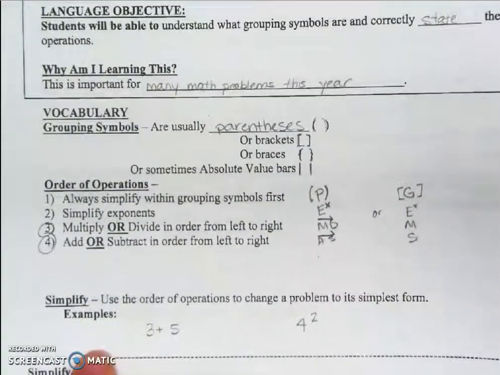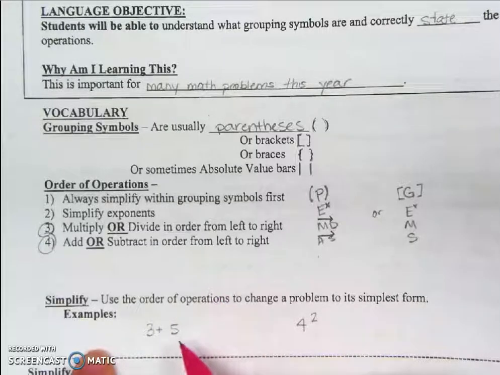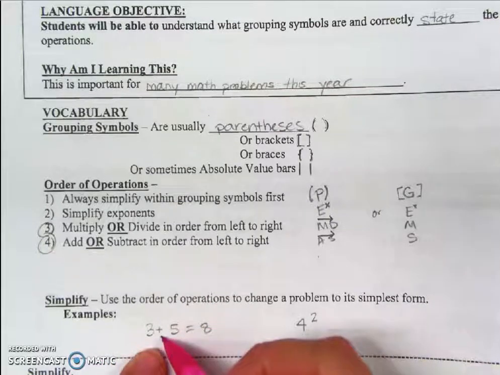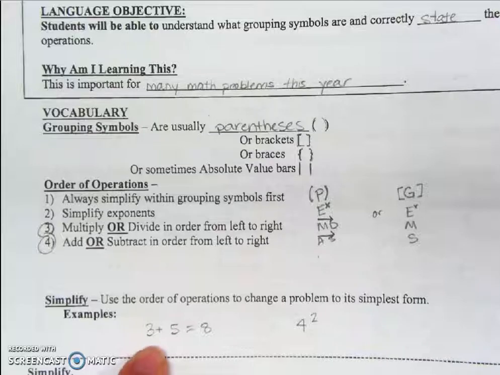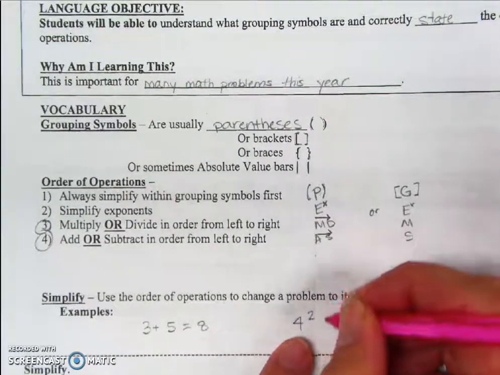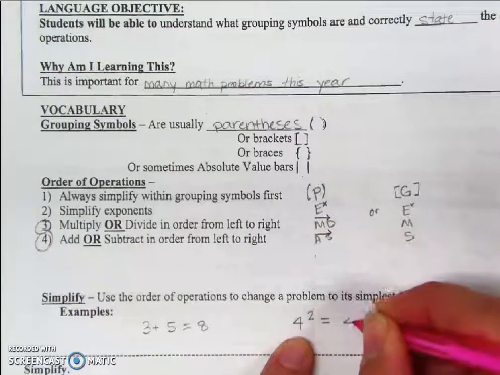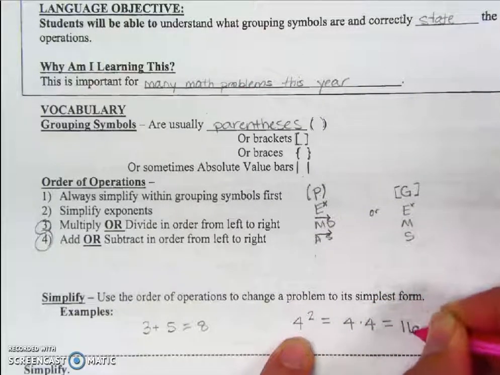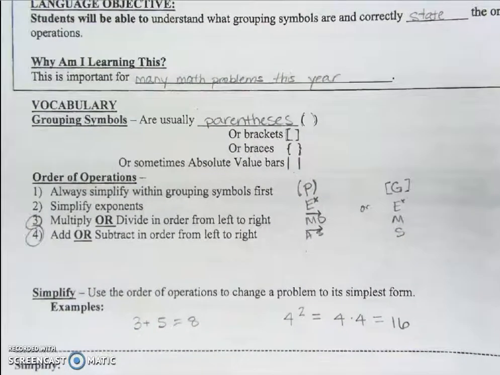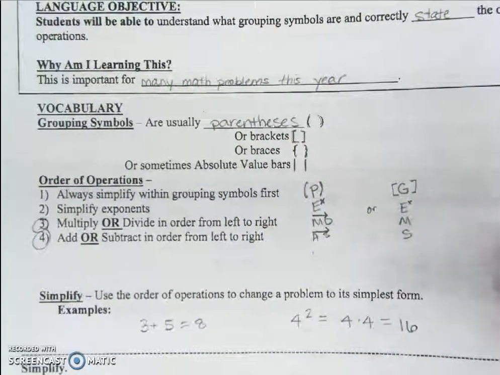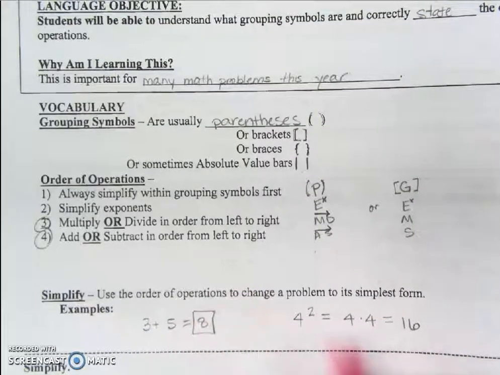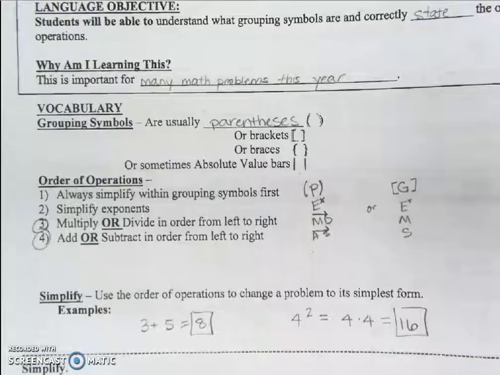We've been using the order of operations for forever. It's just that we usually only have one operation there. So 3 plus 5 equals 8. Our operation there was adding. That was the only thing we had to do. For 4 squared, remember 4 squared is the same thing as saying 4 times 4, and 4 times 4 is 16. So remember, order of operations changes a problem to its simplest form. So simplest form right now is just meaning a number, an integer.